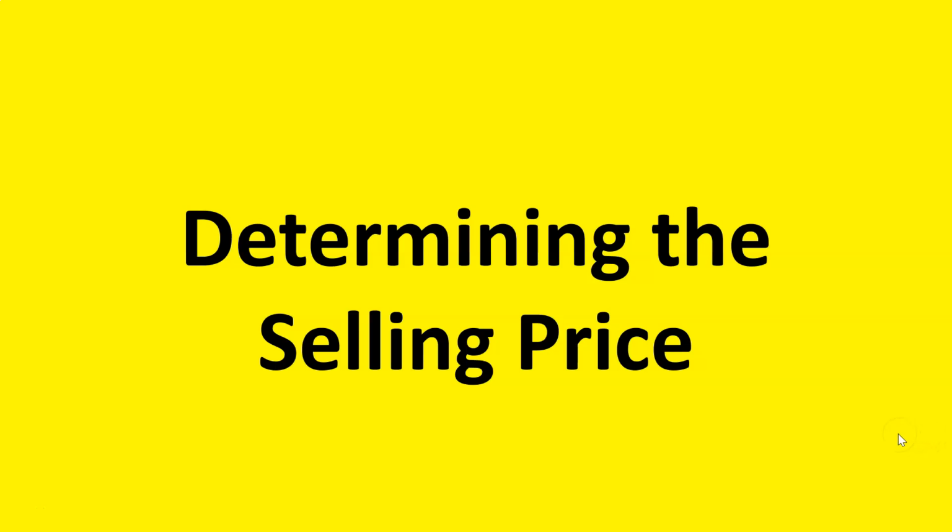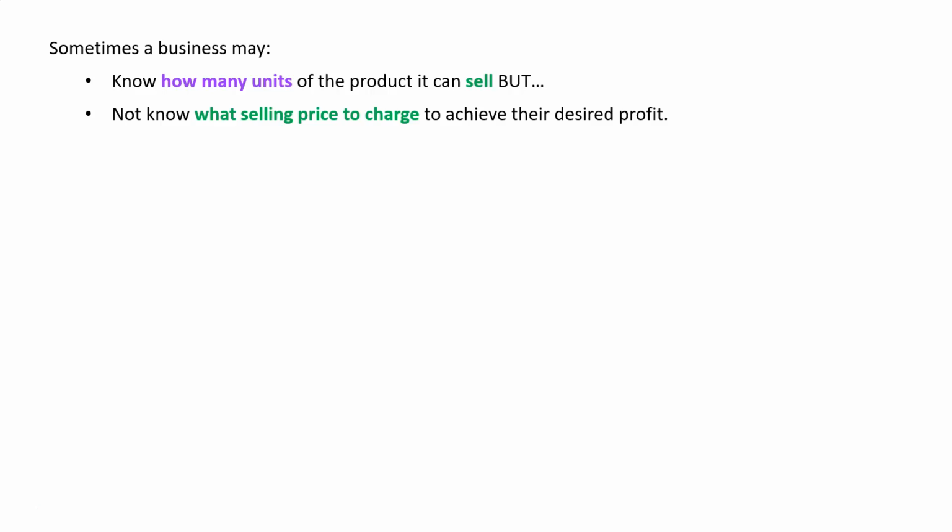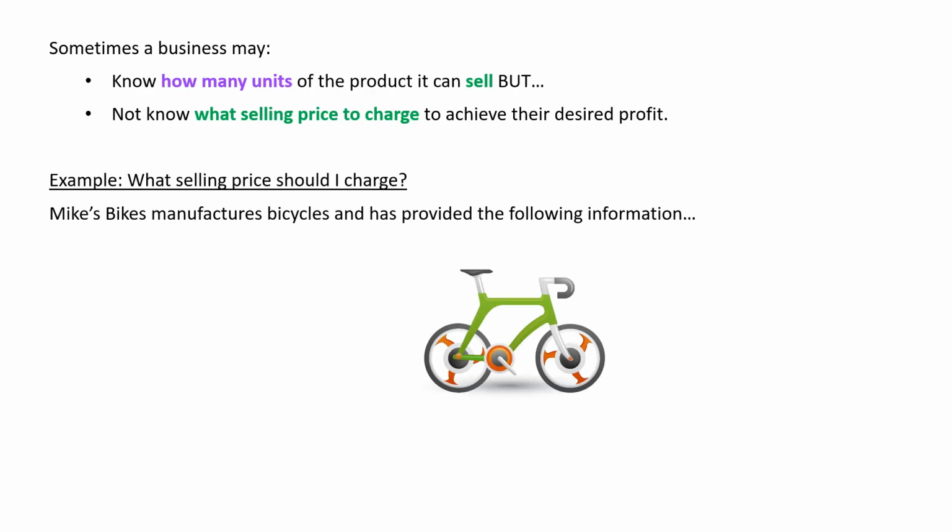A useful feature of CVP analysis is that we can use it to determine the selling price. Previously, we've just given you the selling price, but what if a business may know roughly how many units of the product it can sell, but it doesn't really know what selling price to charge to achieve their desired profit? Let's use an example. Mike's Bikes has the following information.